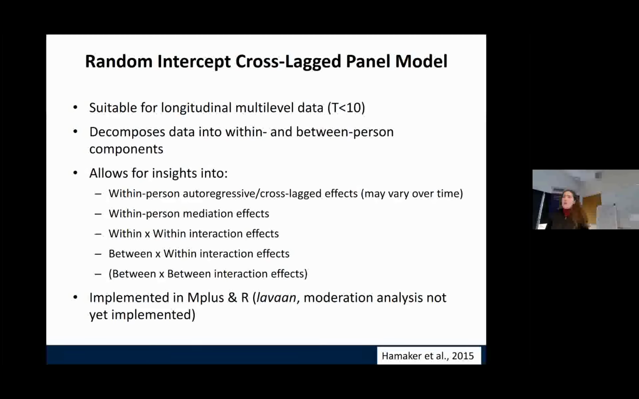For example, a moderator that differs between people, like gender, could moderate the association between two problem behaviors, or also purely at the between-person level, which might be of less interest to the kind of research I do. That kind of model is implemented both in Mplus and in R using lavaan. However, moderation analyses are not available there yet.